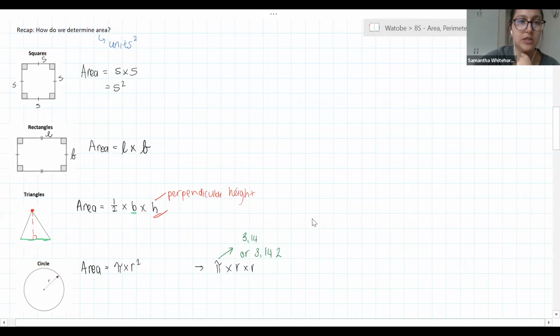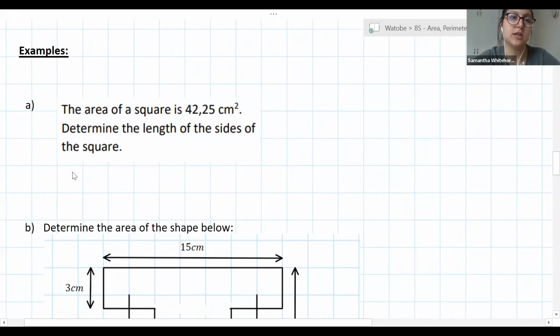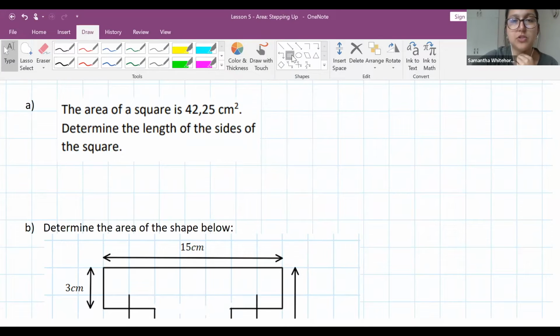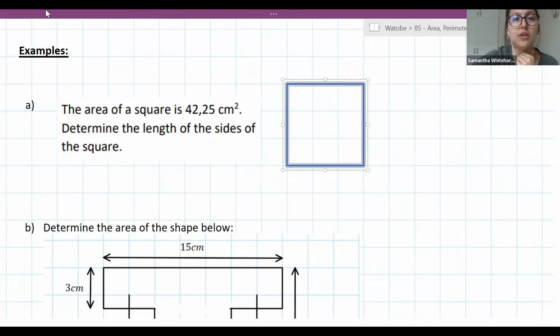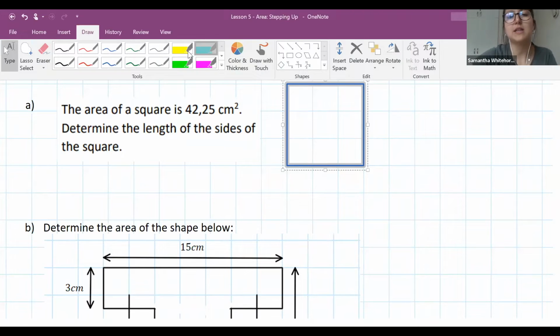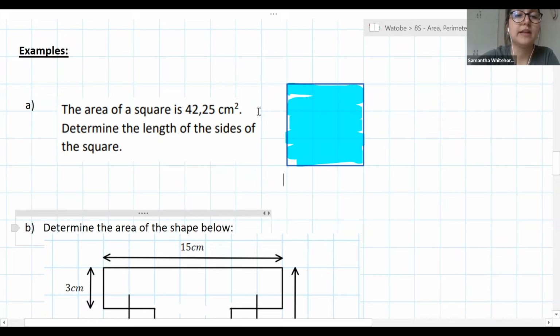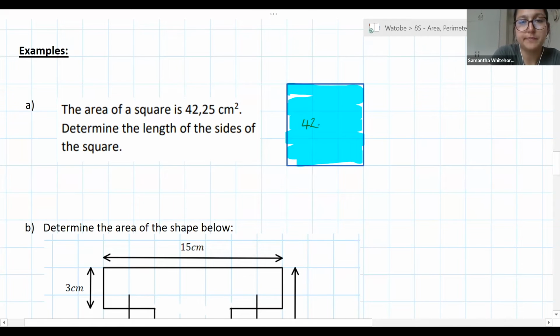Alrighty, so let's have a look. Our first example here, I don't want to say is a word sum because that's not it, but it's giving us information about a shape. So it says the area of a square is 42.25 centimeters squared. So if we've got our square, there it is, we know that the whole area of the square, so basically the amount of space the square takes up, is 42.25 centimeters squared. They are asking us to determine the length of the sides of the square using that information.